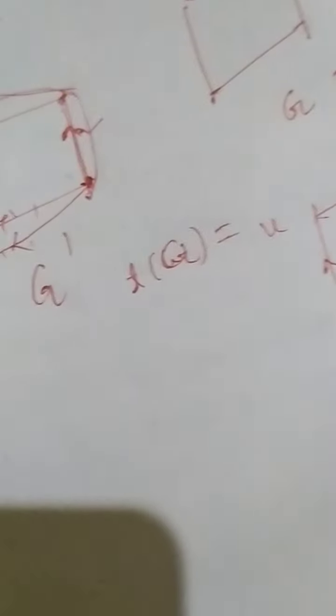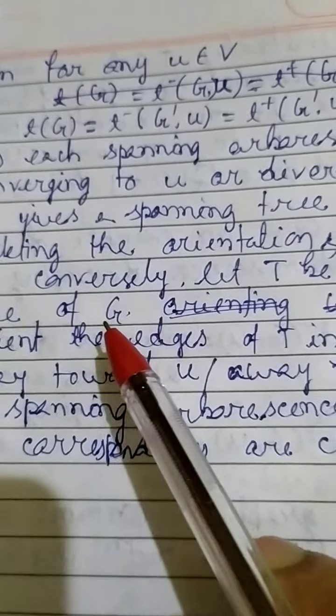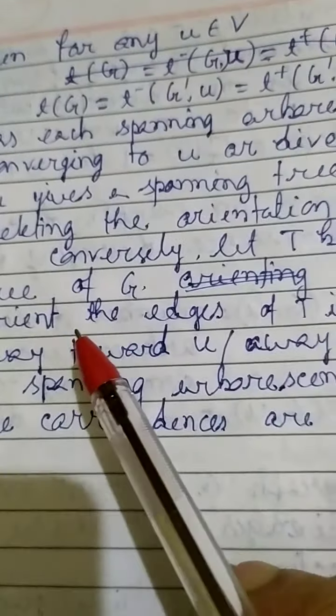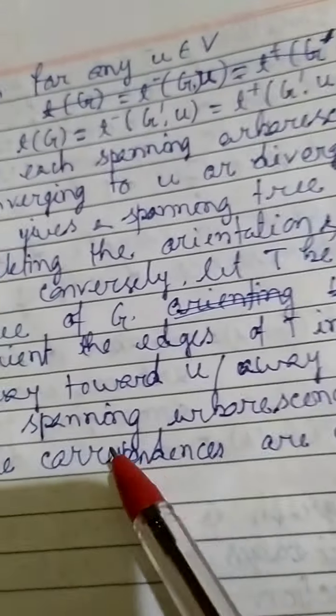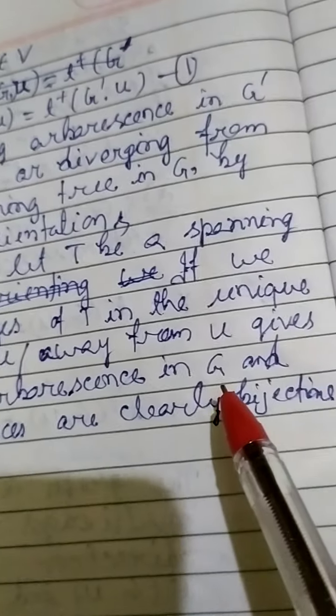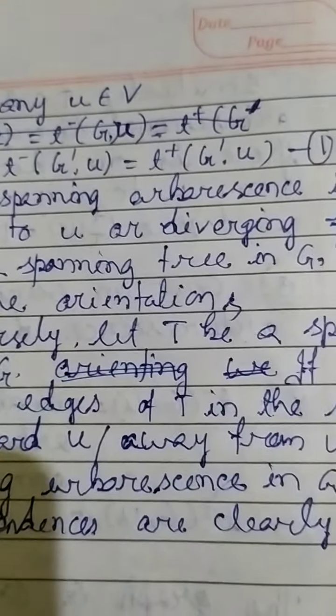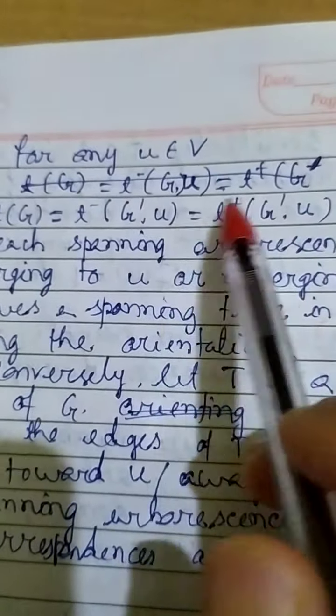Similarly, if I reverse the direction, then you can have this arborescence diverging from u. So this is actually true. Let T be a spanning tree of Z. If we orient each edge of T in the unique way toward u or away from u, it gives a spanning arborescence in Z. And these correspondences are clearly bijections. It is obvious that from a spanning tree you get the converging arborescence or diverging arborescence. So this correspondence is unique. Therefore we have this result.